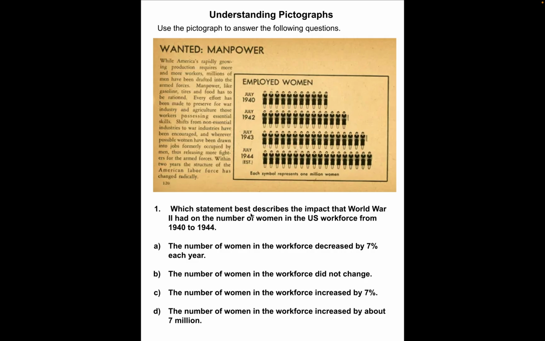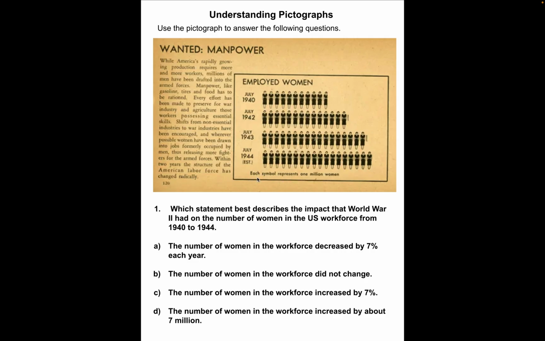It says, which statement best describes the impact that World War II had on the number of women in the workforce from 1940 to 1944? Well, what was happening was men were being drafted to fight in the war, and basically women had to fill the gaps. So more women were being hired to work. All right. So in 1940, this represents the number of women that were there. So were there 1, 2, 3, 4, 5, 6, 7, 8, 9, 10, 11 women working?